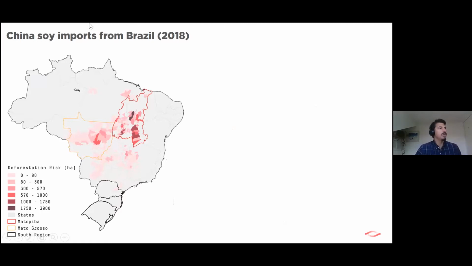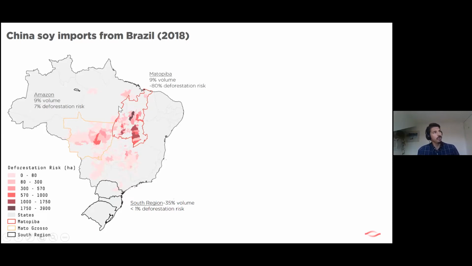So here we are looking at all the China soy imports from Brazil. And it's very interesting to see that of all the imports, around 1/3 or 35% of the volume that they imported from Brazil came from this region here in the south of Brazil, which is really far from the deforestation area. And therefore, the deforestation risk is really low. Then we can see how much is coming from the Amazon, which is around 10% of the volume that China imported in 2018 came from the Amazon biome, which accounts for only 7% of the deforestation risk associated to China imports from Brazil.